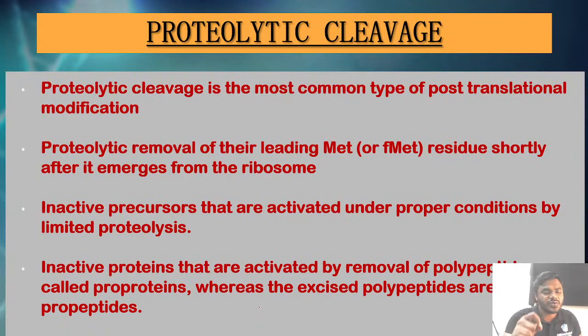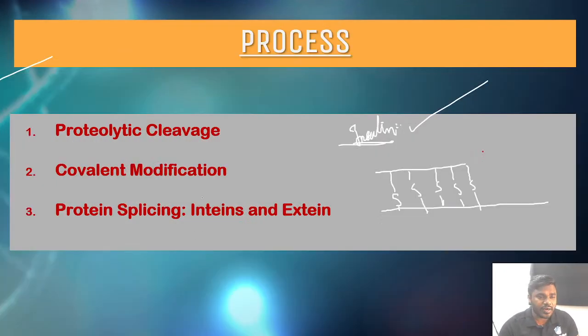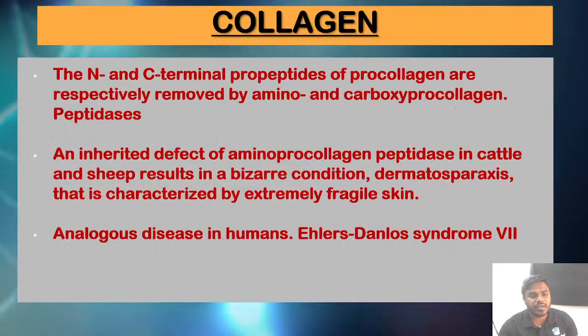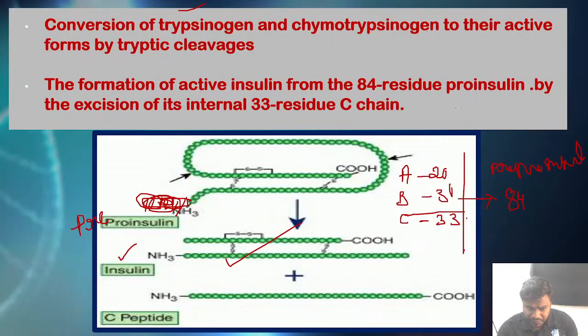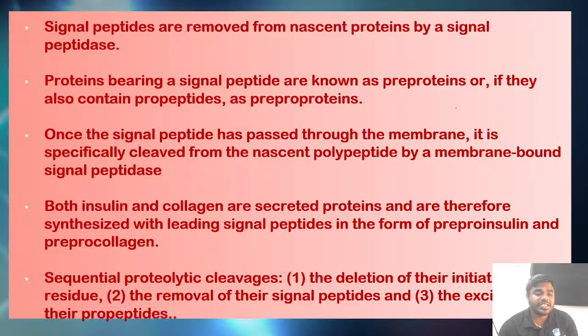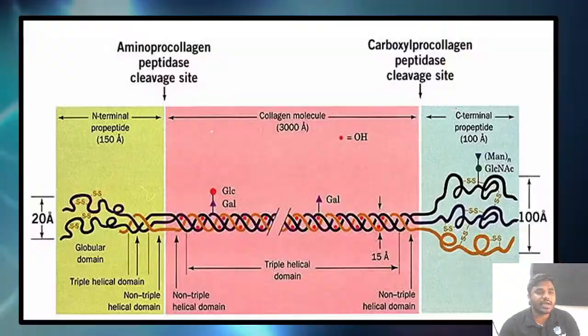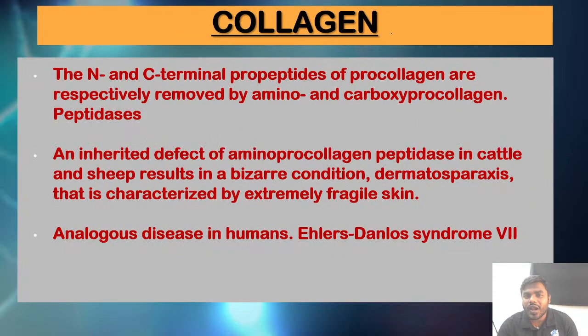So this is what I am explaining to you here. I am explaining the first type of post-translational modification, that is the proteolytic cleavage, and the first example for the proteolytic cleavage is insulin. So let's take another very good example, friends, that is the collagen.